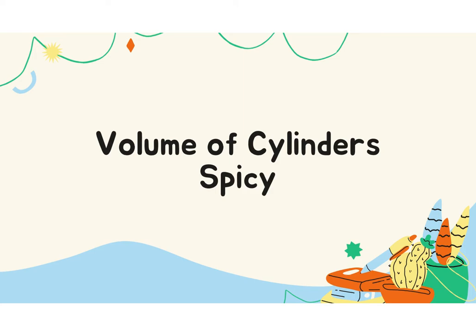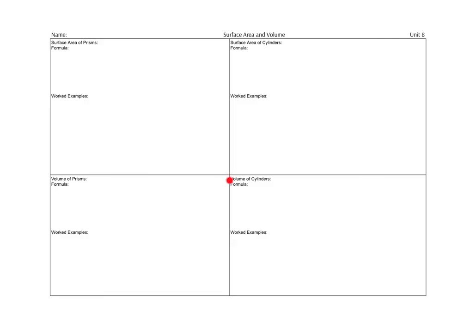Here is our fourth topic in Unit 8, which is volume of cylinders, and this is our spicy video. As before, we'll be in this lower right-hand corner where it says volume of cylinders. So you'll have a spot to put the formula and then some worked examples. There are 2 of them for you. If you run out of space, you can go ahead, write it on the back side.